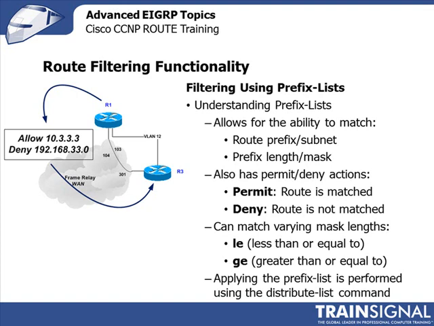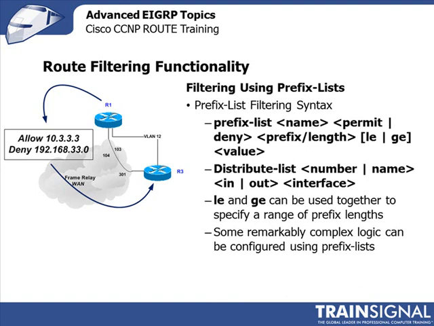Another very strong part of prefix lists is you can actually specify mask lengths. The LE means less than or equal to, meaning here's the number of bits to match, less than or equal to this. Greater than or equal to is the opposite, and you can actually use them together to specify a range. And just like the access list, you can apply it using the distribute list command. It'd be distribute list and then the prefix list and then the syntax for that.